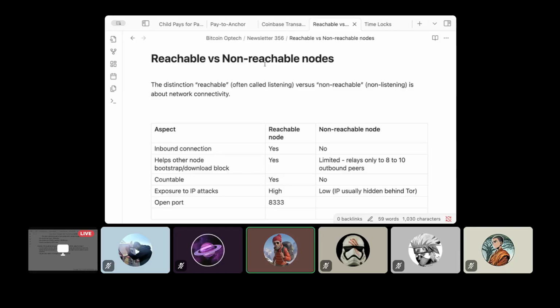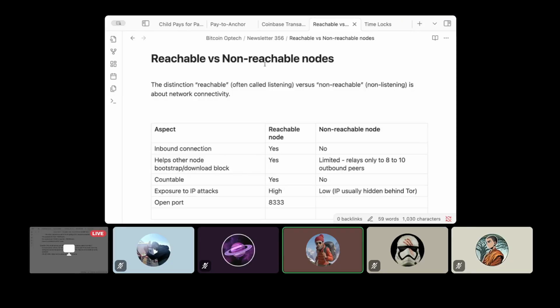That is because whenever you set up a node, it can either be a reachable node or a non-reachable node. Reachable nodes are typically called listening nodes, while non-reachable nodes are non-listening nodes. Reachable nodes have opened up their ports to accept inbound connections, which means they serve many peers. So they propagate the blockchain to many peers. Non-reachable nodes limit their inbound connections or relay to only a set of trusted 8 to 10 outbound peers. They don't accept incoming connections from unknown or new peers.